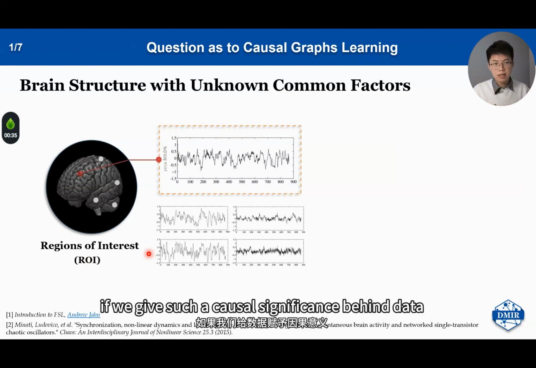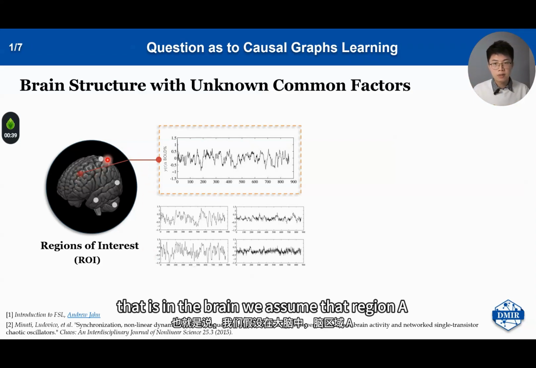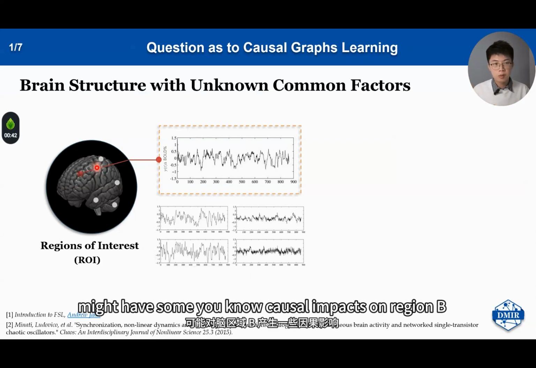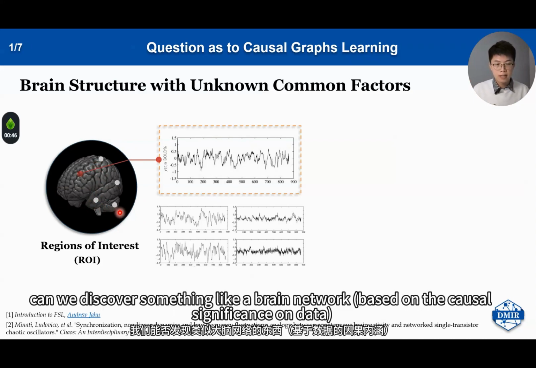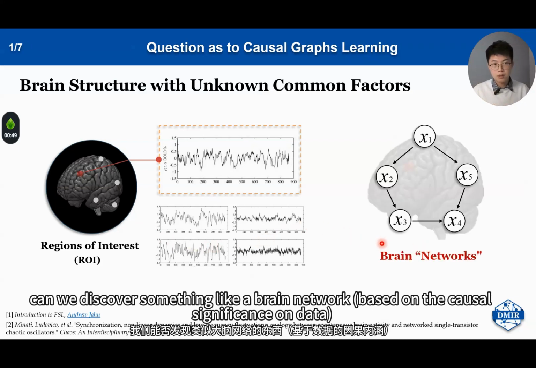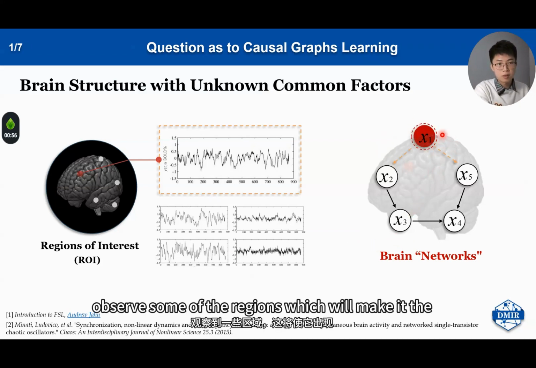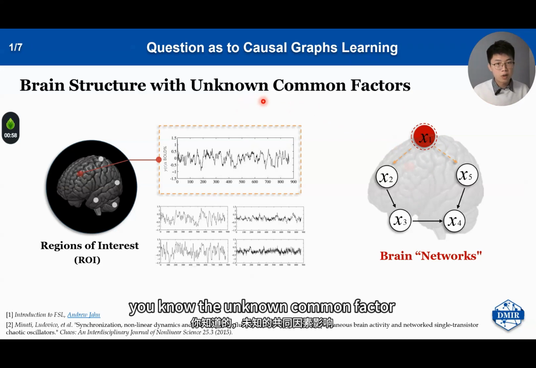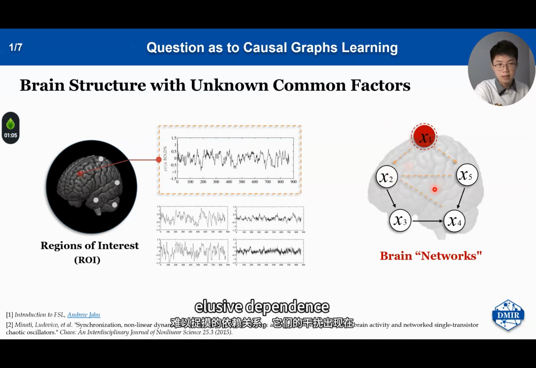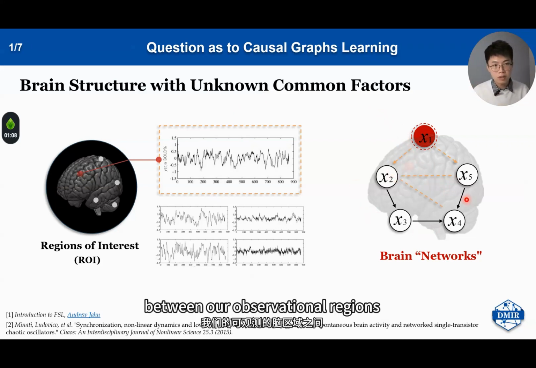If we give such a causal significance behind the data, that is, in the brain, we assume that region A might have some causal impacts on region B. So given the data we are carrying, can we discover something like a brain network? And typically, chances are we will forget or fail to observe some of the regions, which makes them unknown common factors, or latent confounders in terminology. So a latent confounder will introduce some elusive dependence between our observed regions.